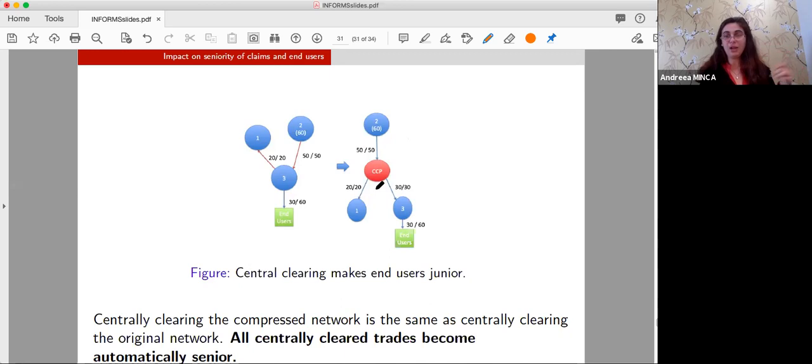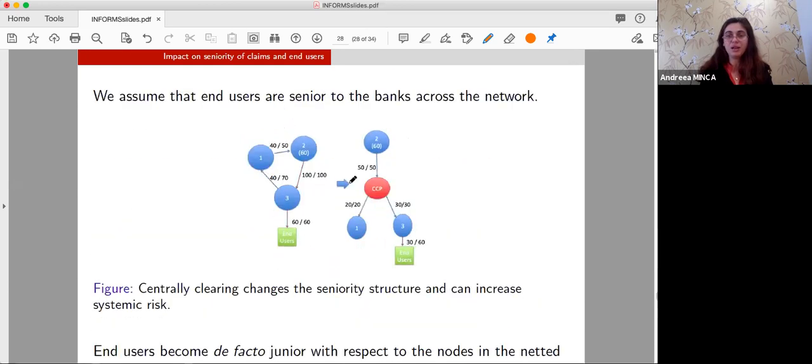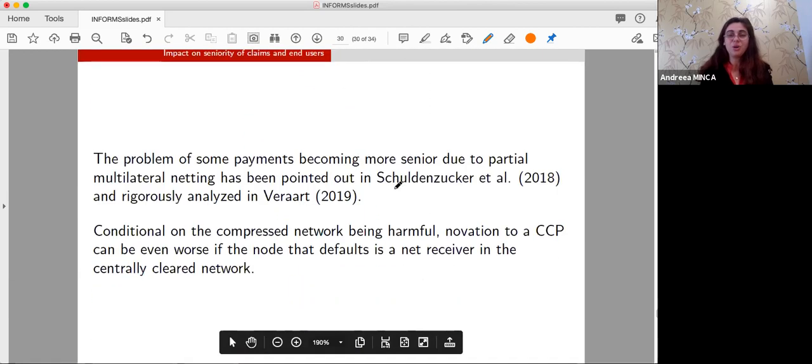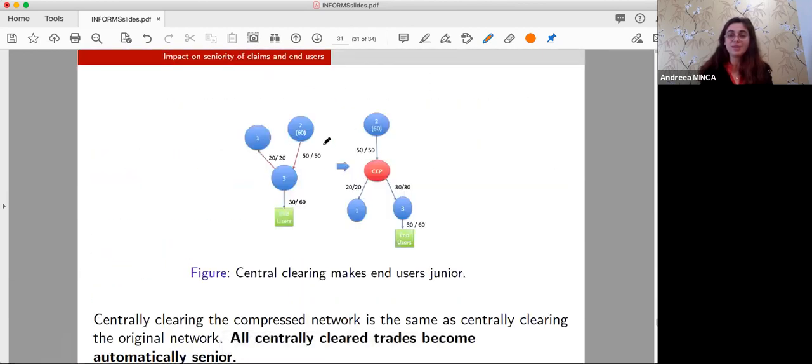So I hope that this is clear: putting to a clearinghouse this portfolio compressed network is the same as putting to the clearinghouse the original network. So this cleared network is the same, right? So now, why is this helping us?